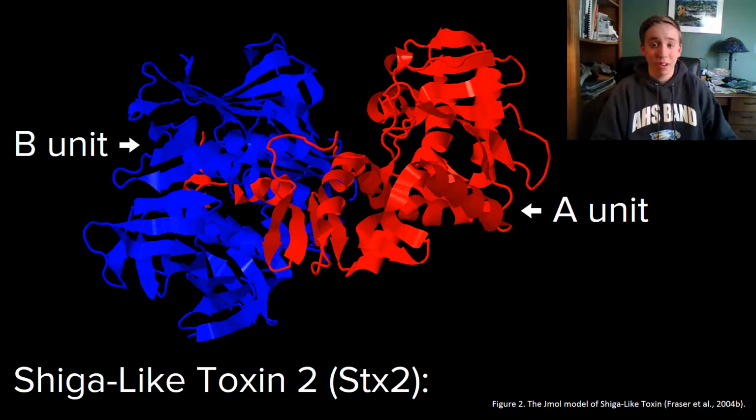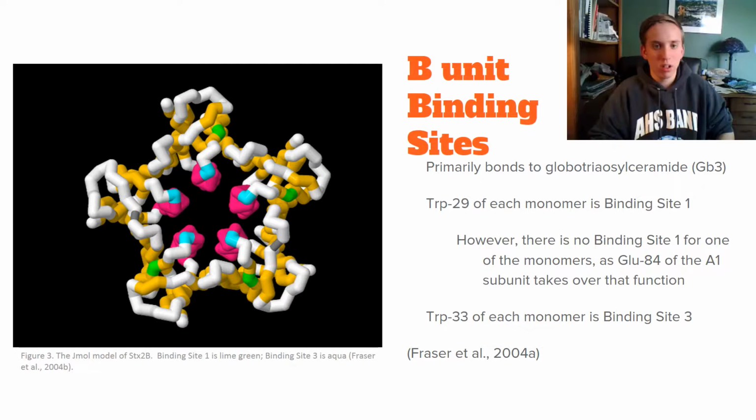Then, the A unit, commonly referred to as STX2A, enters the cell and breaks into 2 parts, the A1 and A2 subunits. The A1 subunit then cleaves an adenine base from ribosomes. This may not seem to be a huge deal, but this specific adenine base is required in binding elongation factors to the ribosome. Without these elongation factors, ribosomal protein synthesis is completely halted. We will be investigating the B unit here.